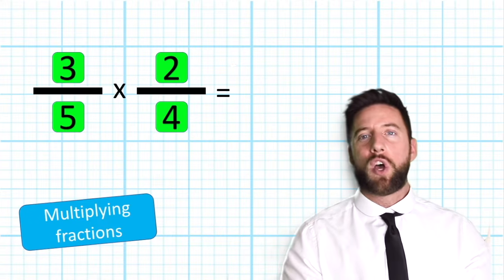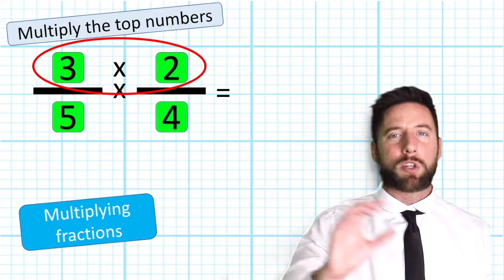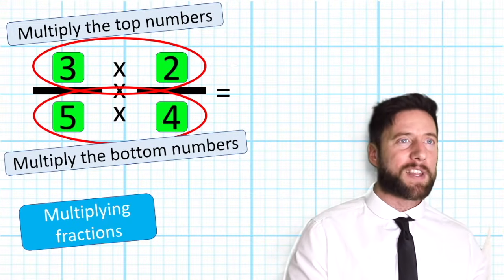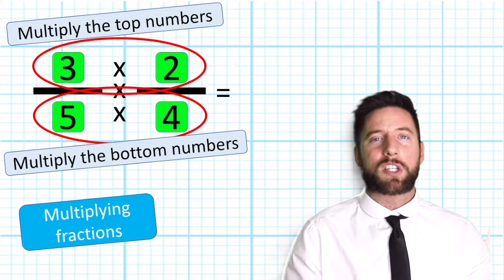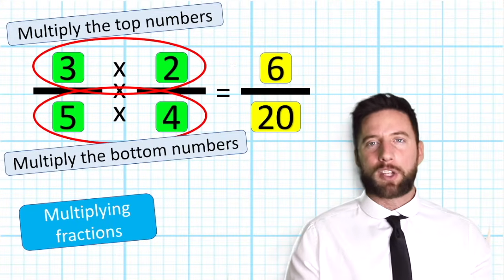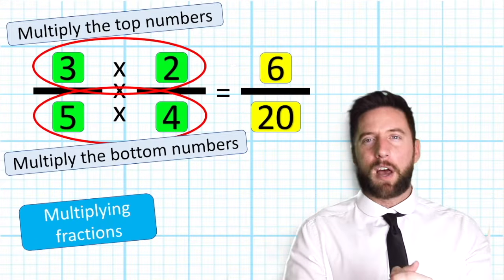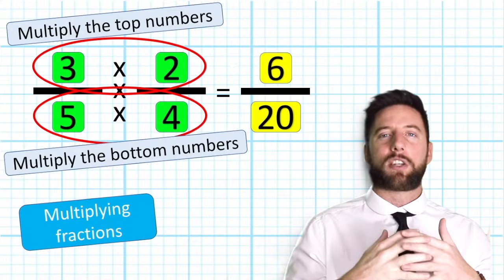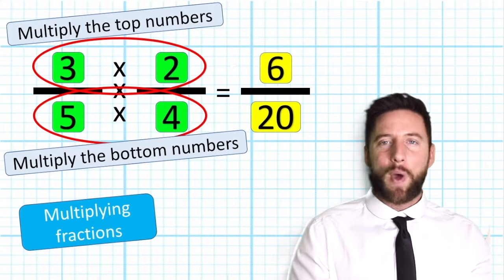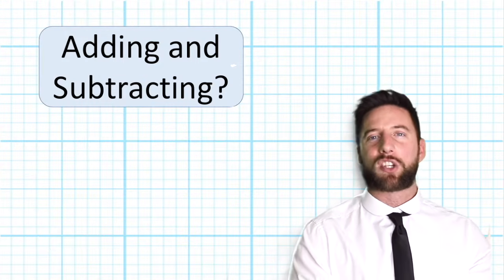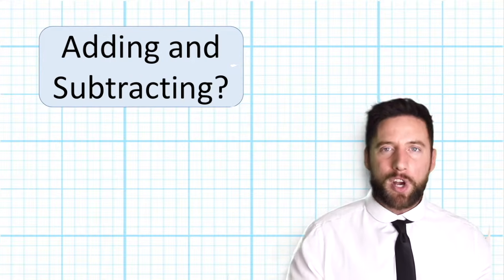So if you have looked at multiplying fractions, you will know that it's very simple. All we do is we multiply the top numbers and we multiply the bottom numbers. So if we have 3/5 multiplied by 2/4, then all we need to do is multiply the top numbers. 3 times 2 is 6, bottom numbers 5 times 4 is 20, giving our total of 6/20. But can we use that same trick for adding and subtracting fractions? Let's have a look at a really basic fraction.